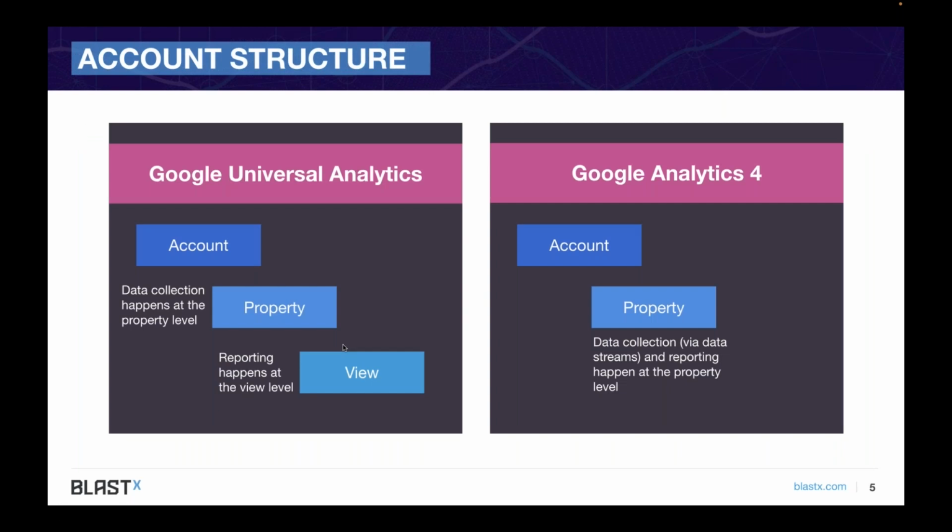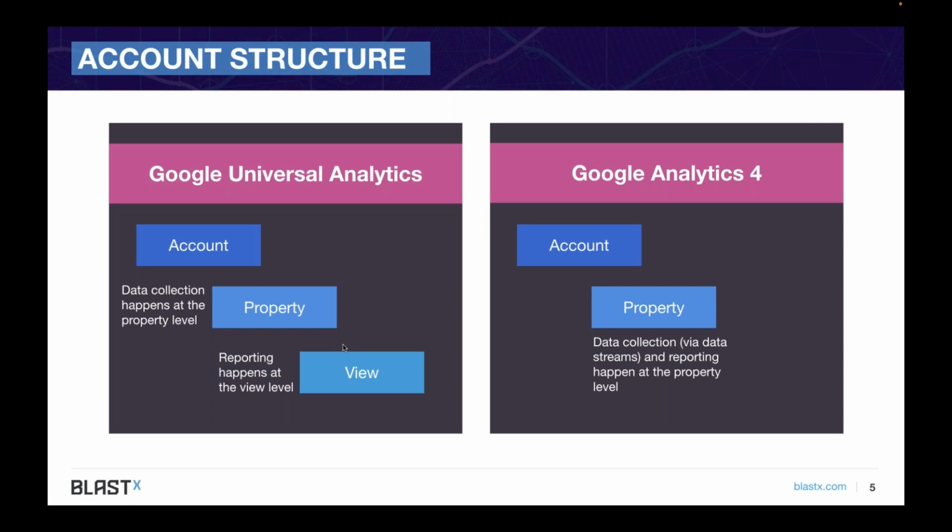So Google Analytics Universal and GA4 are different. Here we have an outline of the account structure differences. In GA Universal, where you guys are probably most familiar, you have an account and then you have a property, and then within that property you can set up reporting views that are filtered and tailored to specific settings where you can exclude certain things or only include certain information, and you can have multiple views per property. So with this setup, the data collection happens at the property level and the reporting happens at the view level.